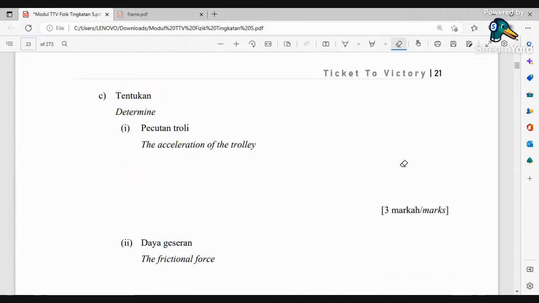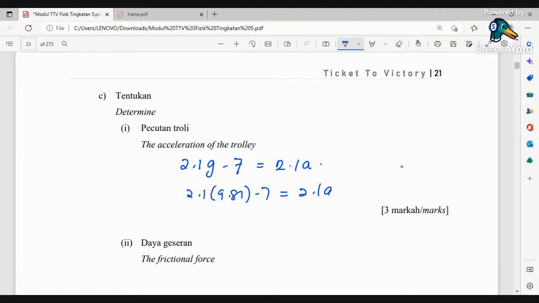Acceleration of the trolley, so we can calculate using the load just now: 2.1 g minus 7 equals to 2.1 a. We cannot calculate for the trolley because friction we don't know yet. Okay, so I use this one. 2.1 times 9.81 minus 7 equals to 2.1 a. So calculate for this one, you will get a equals 6.48 meter second negative 2.